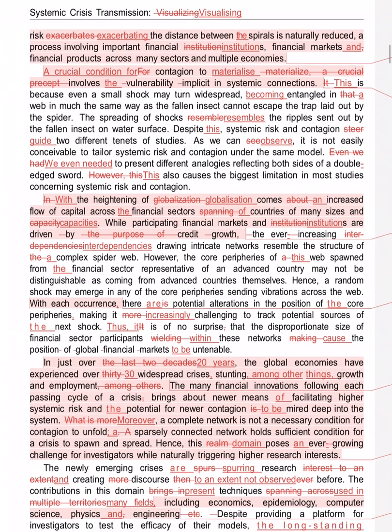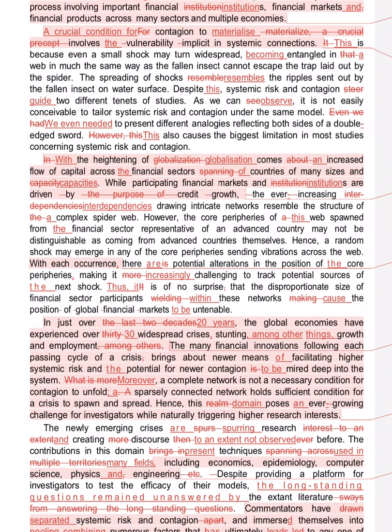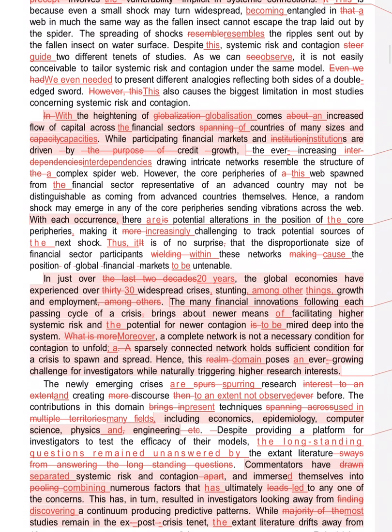Despite this, systemic risk and contagion guide two different tenets of studies. No, despite this whole situation, despite this systemic risk and contagion steer to different tenets is not correct. Systemic risk and contagion guide, not steer, two different tenets. We even needed to present. Again, these also cause. So using these is fine.